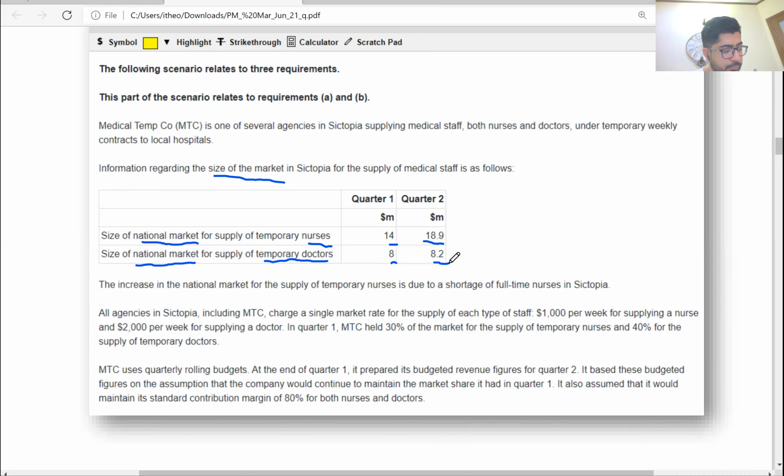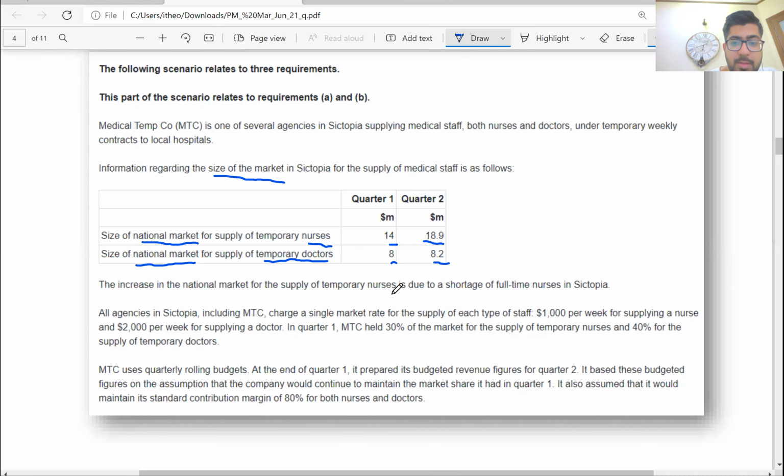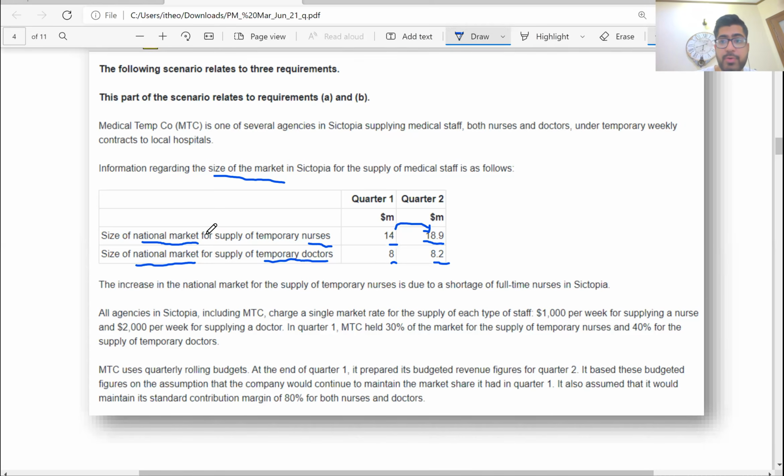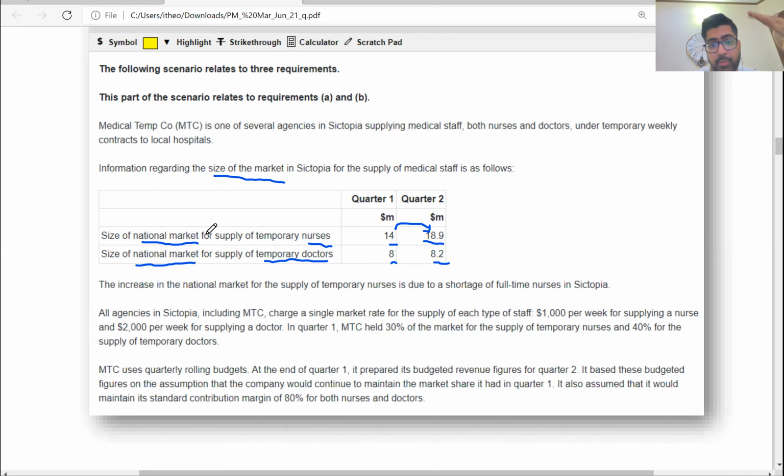Okay. The increase in national market for supply of temporary nurses is due to shortage of full-time nurses in Sectopia. You see, the national market of temporary nurses has increased too much, from 14 million to 18.9 million. So it is saying the increase is due to shortage of full-time nurses in Sectopia.